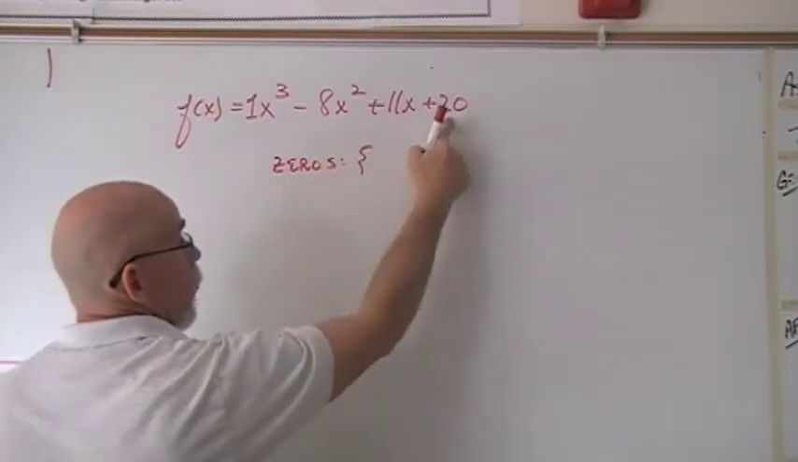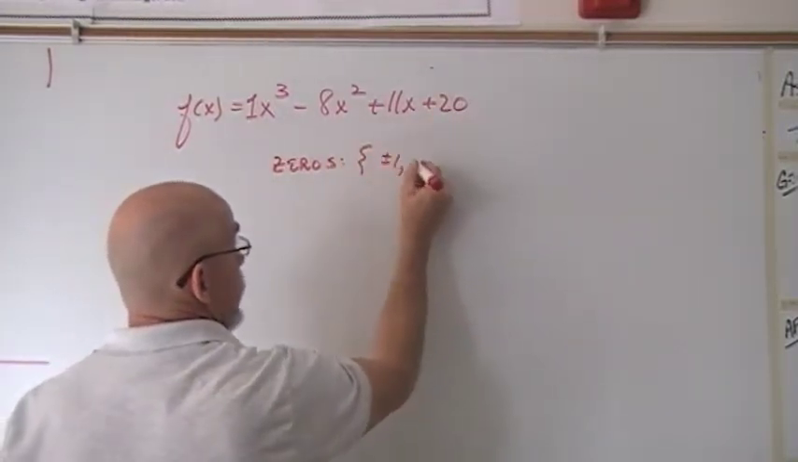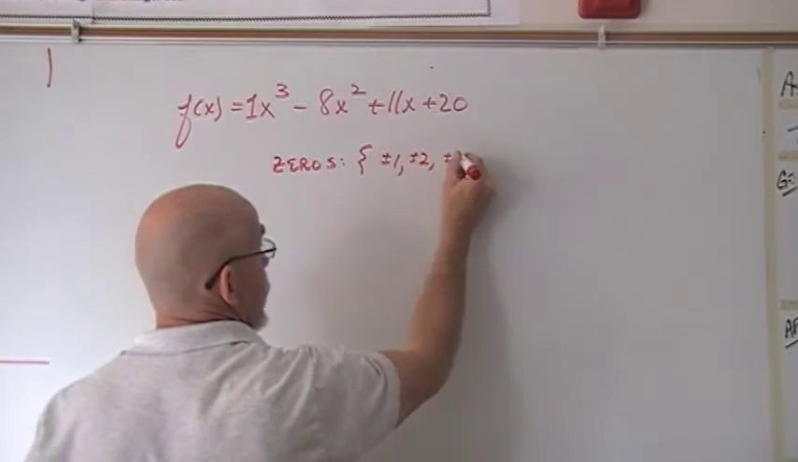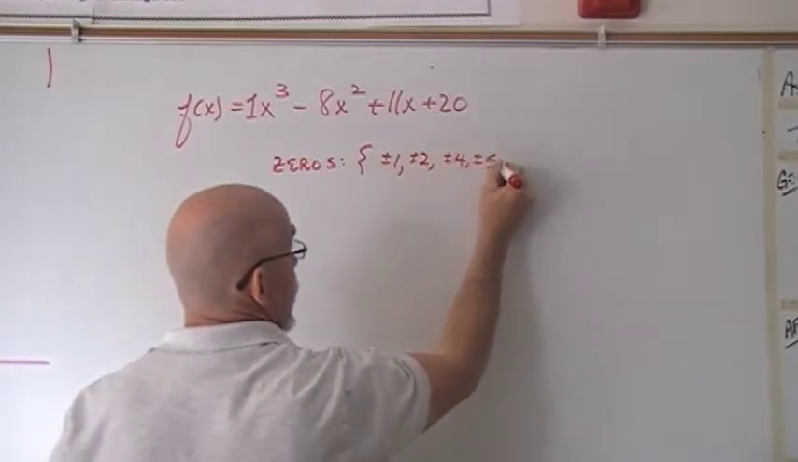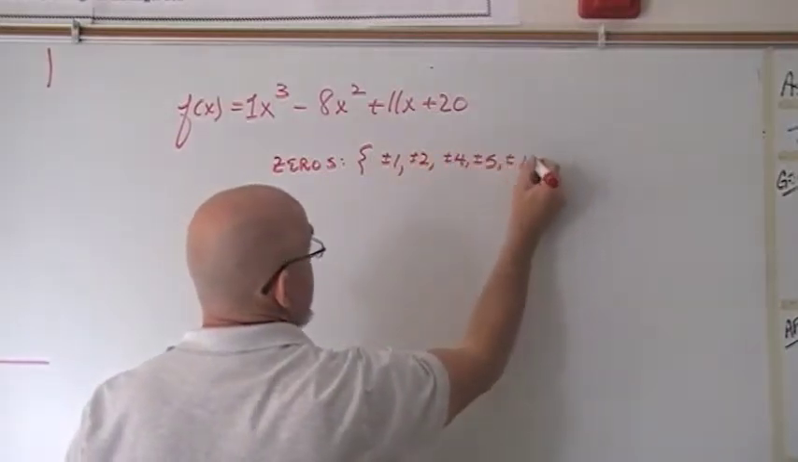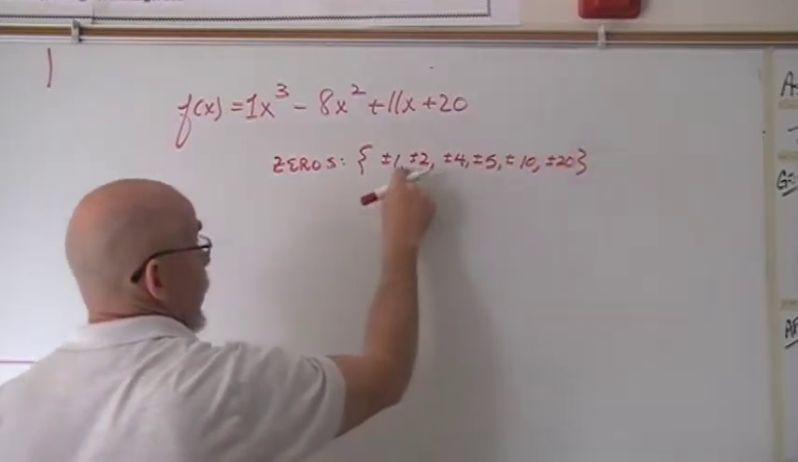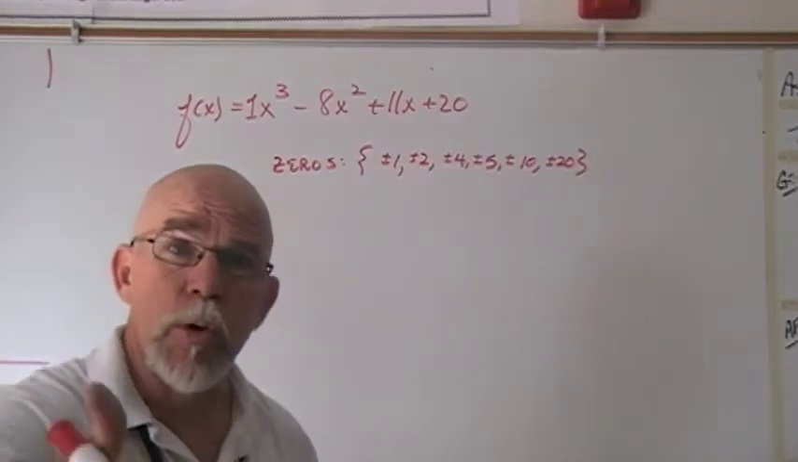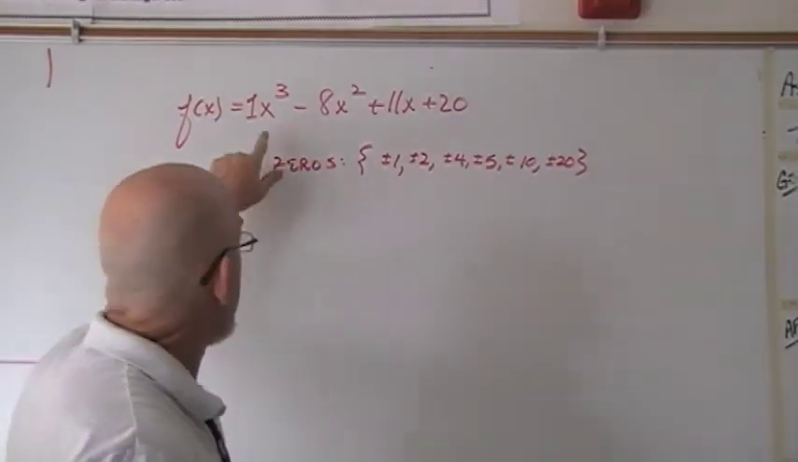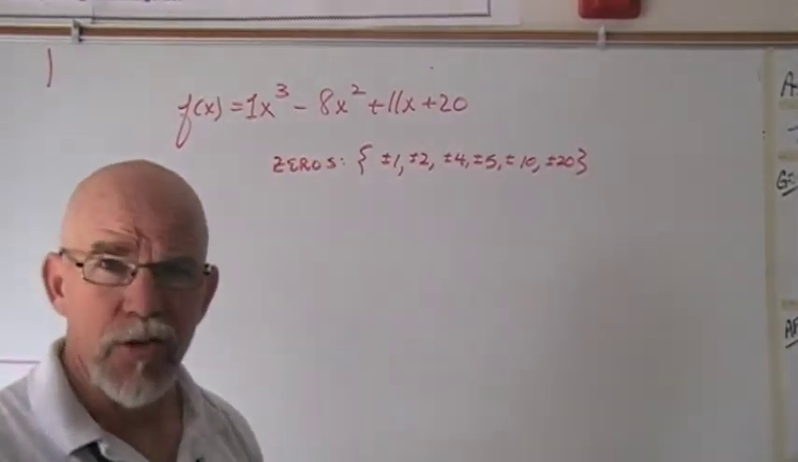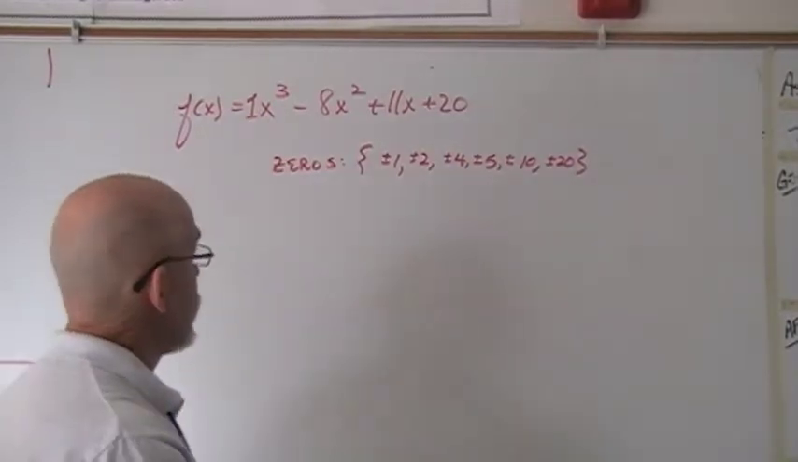is going to be all factors of 20: plus or minus 1, plus or minus 2, plus or minus 4, plus or minus 5, plus or minus 10, and plus or minus 20. 1, 2, 3, 4, 5, 6, times 2, that's 12 possibilities, knowing that the denominator is 1, because that leading coefficient is 1 and has a factor of only plus or minus 1. So we have that as a list of zeros.